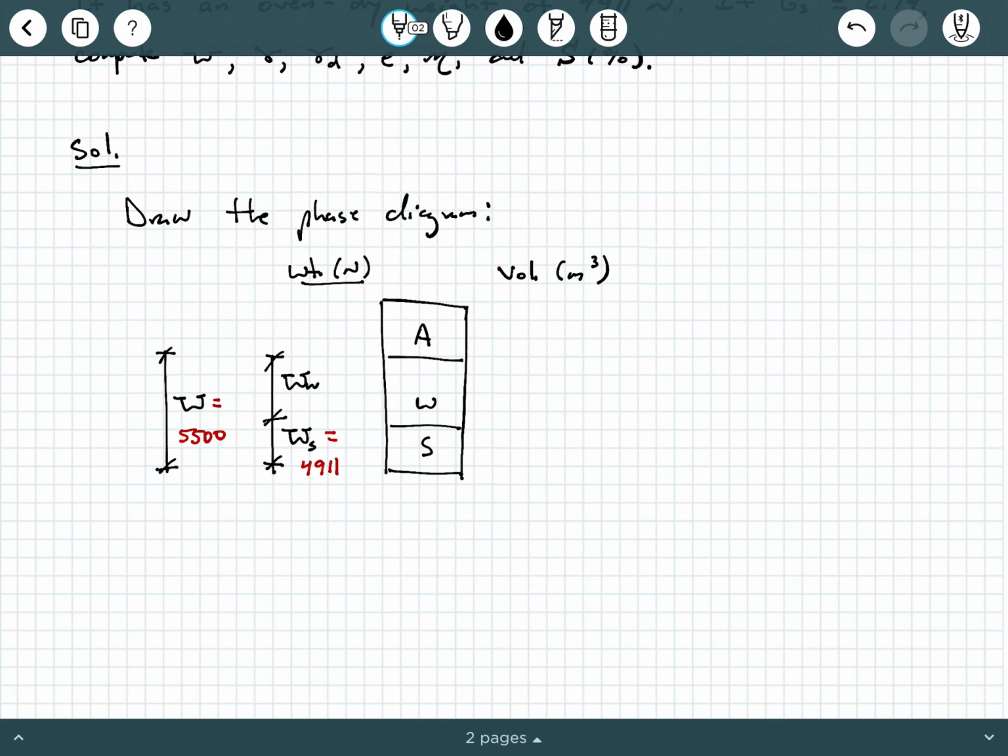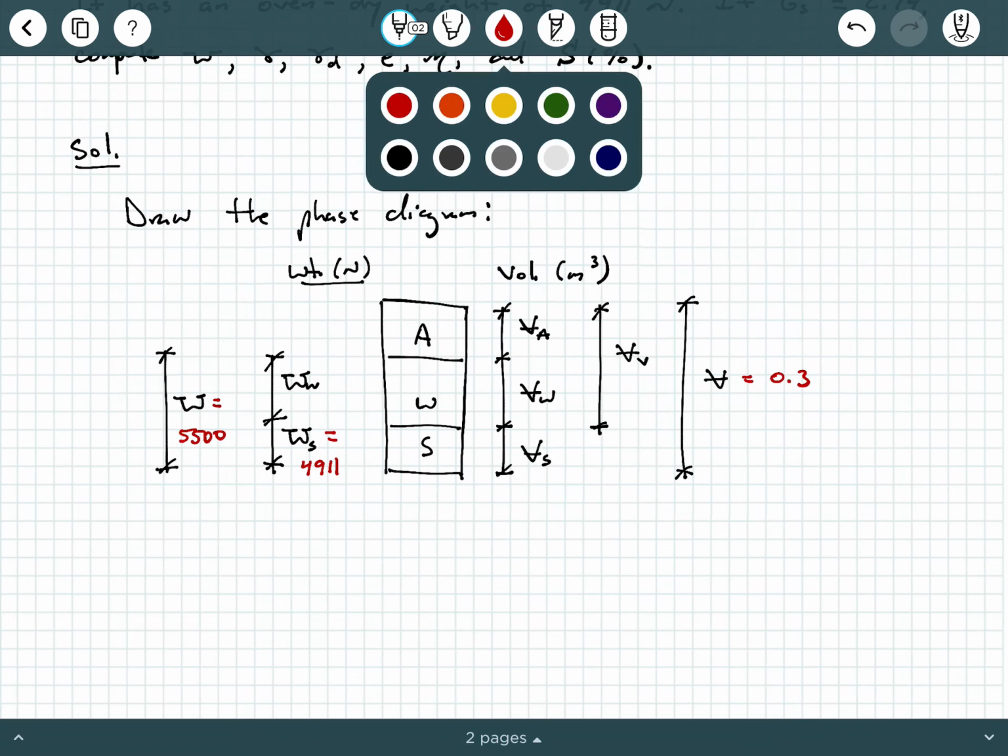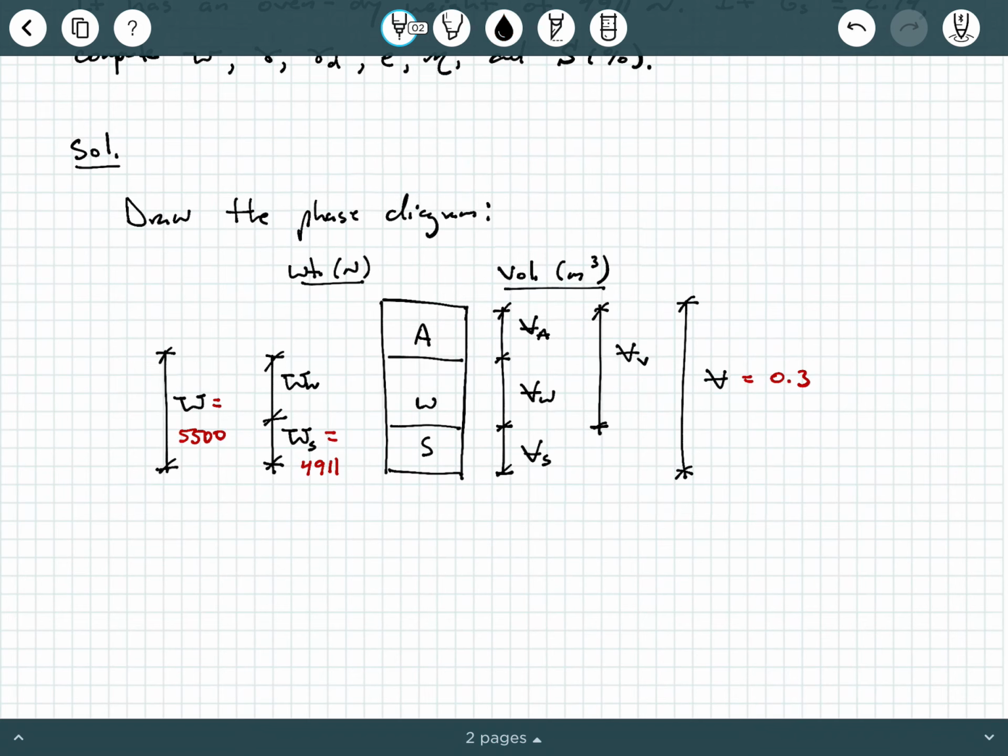And then on the right side, we've got volume of air, volume of water, and volume of soil solids. The air and water volume together make up the volume of voids, and we do have a total volume. We were given the total volume is equal to 0.3 cubic meters. So my first question, before we get into all the calculations: do we need to assume any values are equal to 1? The answer is no.